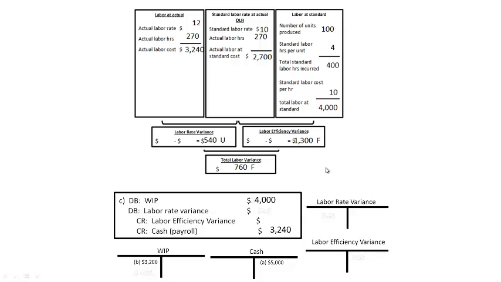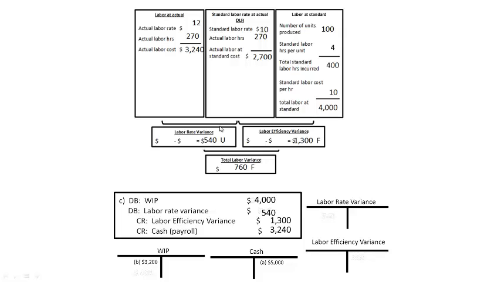And we start off with our cash payroll, $3,240. That's our actual payroll, $3,240. We then debit our work in process at standard. In this case, our standard is $4,000, so work in process is $4,000.